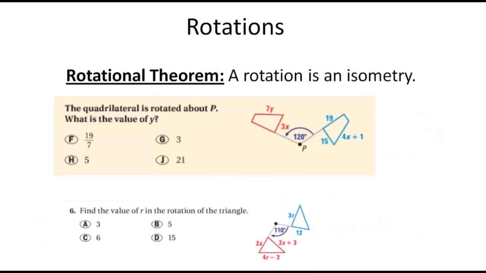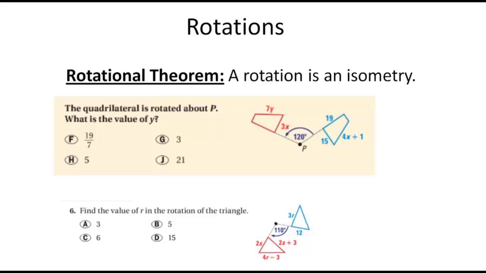We have a rotational theorem. I guess you can guess what it is. A rotation is an isometry, which again means that it holds its congruency. So far we haven't really shown what you would do with that. So here are a couple problems that show what you might do with the fact that a rotation is an isometry. This first one, they took the quadrilateral and they rotated about P.